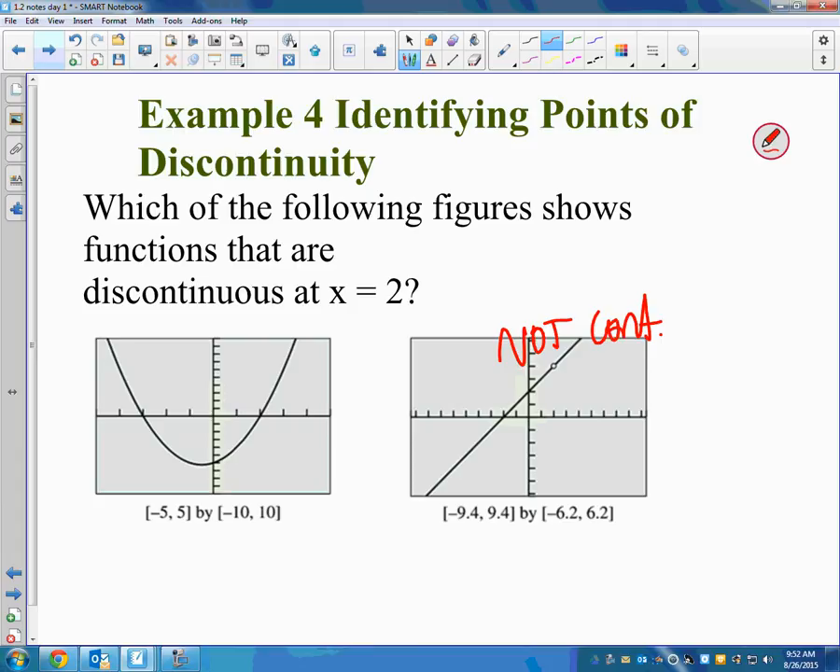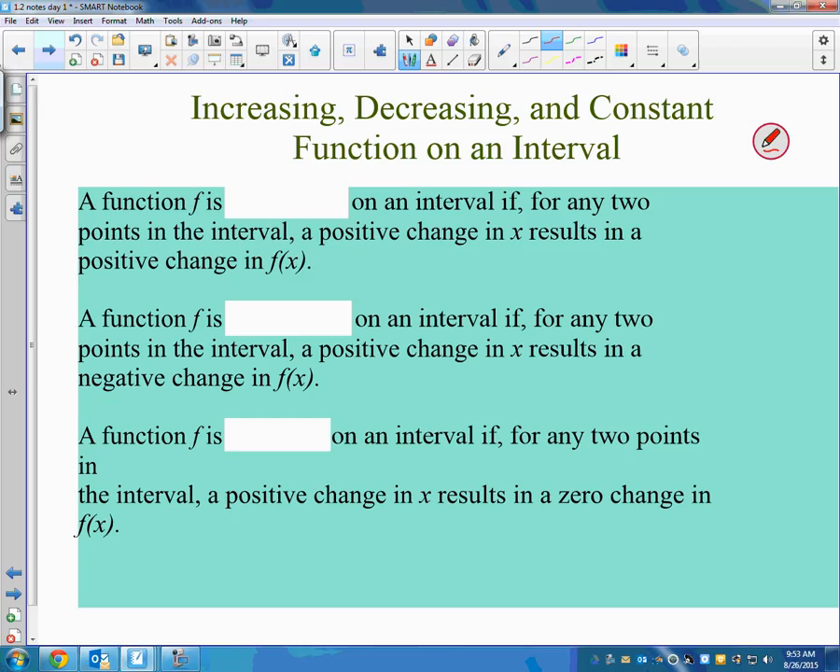And then the last thing I want to talk about today is increasing and decreasing and maxes and mins. Again, words I know that you use, just kind of reminding you what those mean as we go through here. I put some blanks for you to fill in so you didn't lose all focus here. It says a function is increasing if for any two points in the interval a positive change in x results in a positive change in y. So as x gets bigger, y gets bigger.